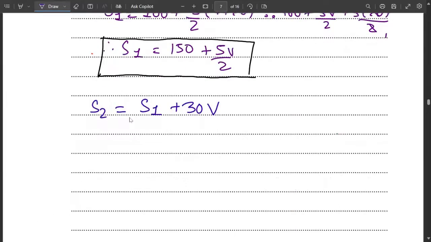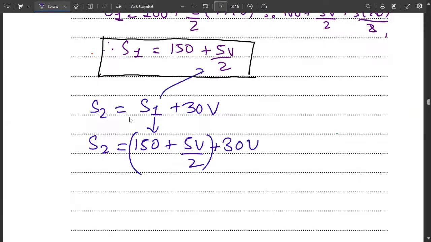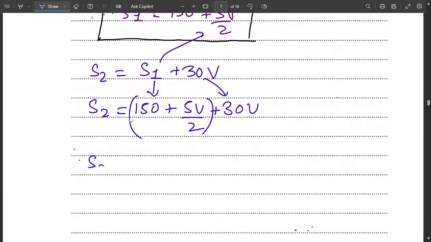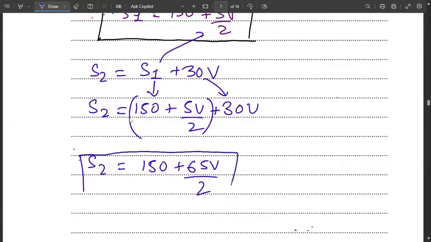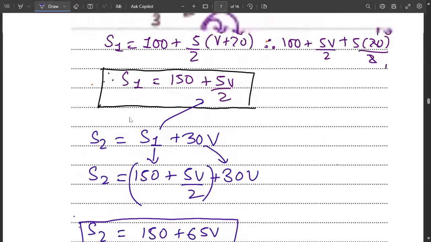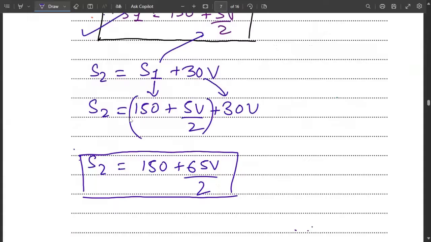And what is S1? S1 is 150 plus 5V by 2. So S2 is nothing but 150 plus 5V upon 2 plus 30V. This is S1 and this is 30V. Therefore, S2 is equal to 150 plus 65V by 2 after simplification. So we have both the most simplified versions of S1 and S2.